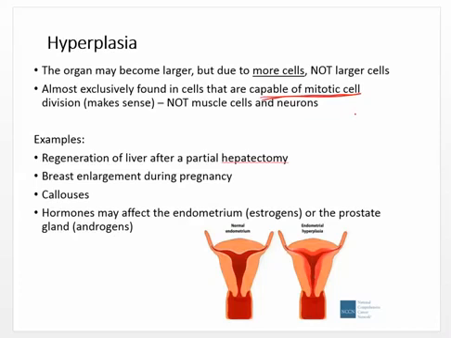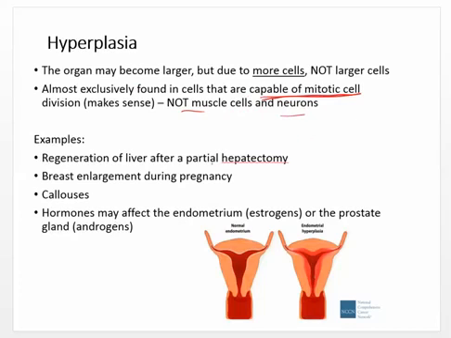You just can't. If a cell is like nerve cells or muscle cells that don't divide, well, you're not going to have hyperplasia in those cells. However, if you do have cells that can divide, then hyperplasia is possible. Okay, so it's not in muscle cells and neurons. You don't see hyperplasia there.